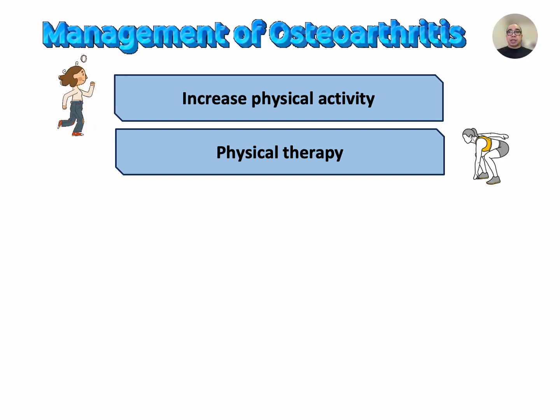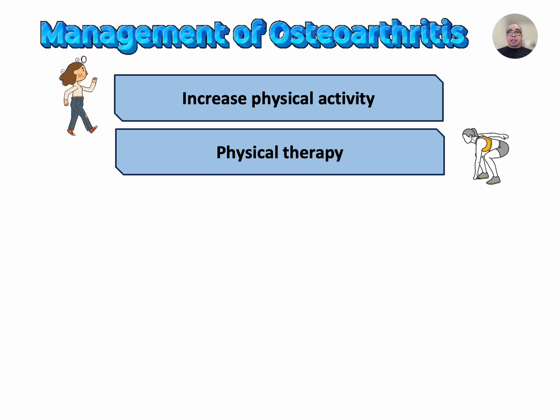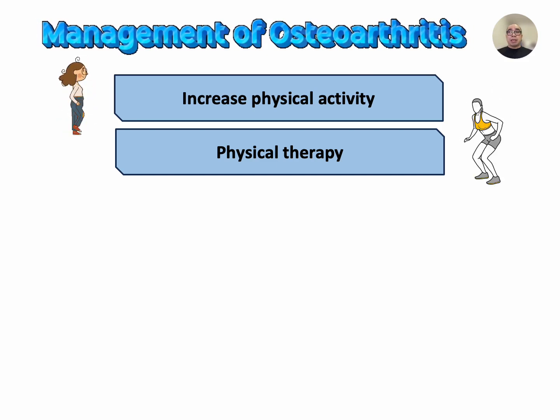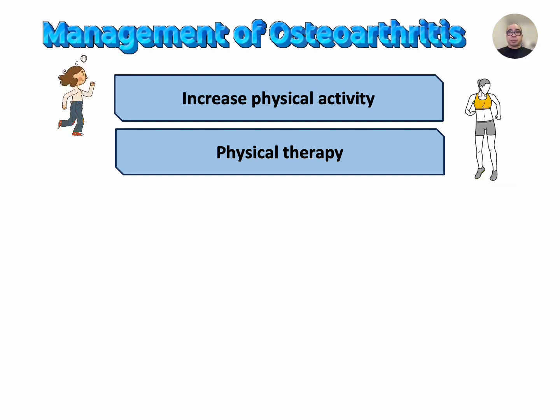Balance and agility exercises to help you maintain daily living skills. Low impact activities that give you a moderate level of activity without putting stress on the joints. This may include walking, cycling, swimming, tai chi, water aerobics, and low impact aerobic classes.